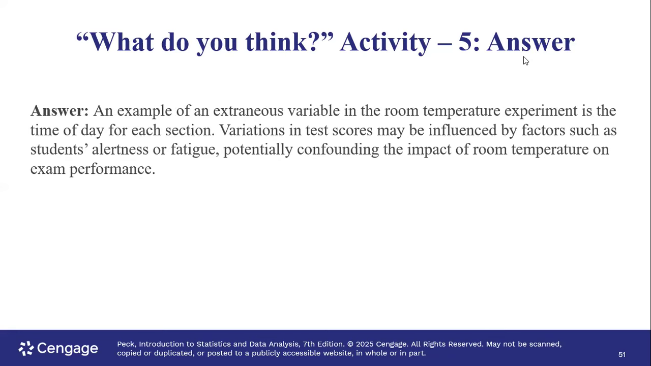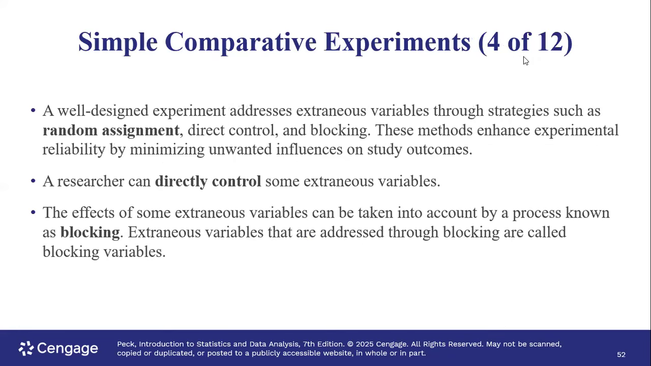Answer: an example of extraneous variable in the room temperature experiment is the time of the day. So two rooms maintain the two different temperatures, but also they're conducting the test, same test in the two rooms, two sections, but at different times of the day. So what they're saying here, time is an extraneous variable. That is a variable, a factor outside the scope of the experiment, but it might affect the results.